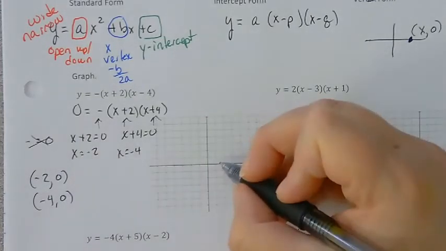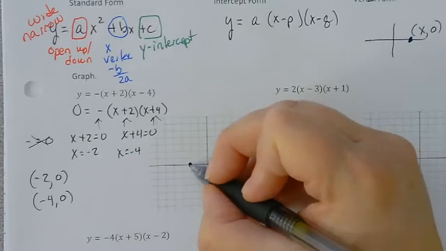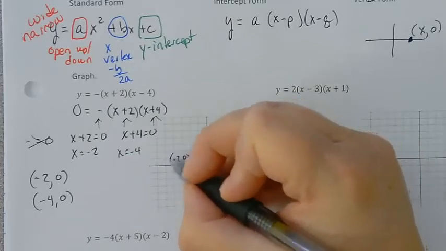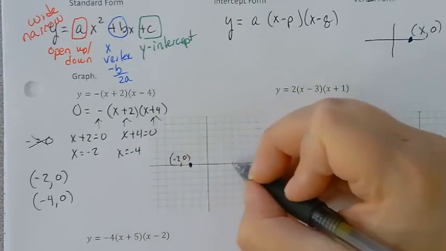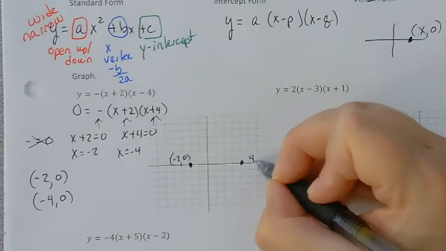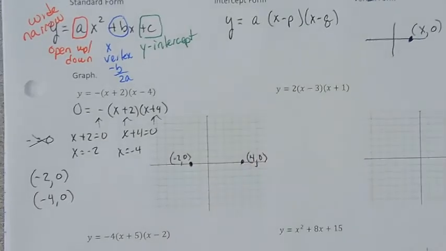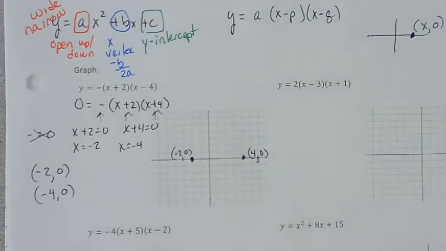So I'm going to plot those points. Negative 2, 0 is right here. So I just found the roots, or the x-intercepts, whichever one you want to call them. I just found the places where x would be if y was 0. Now I need to try to decide where my vertex is going to be.